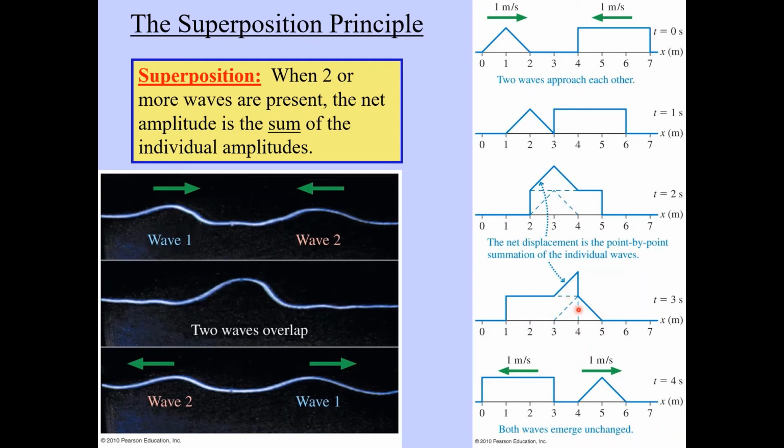But a second later, once the triangular wave has moved to the right and the rectangular wave has moved to the left, they are no longer overlapping, and notice they look exactly as they did up here, but they've switched positions now, because remember, this one is moving to the right and this one is moving to the left.